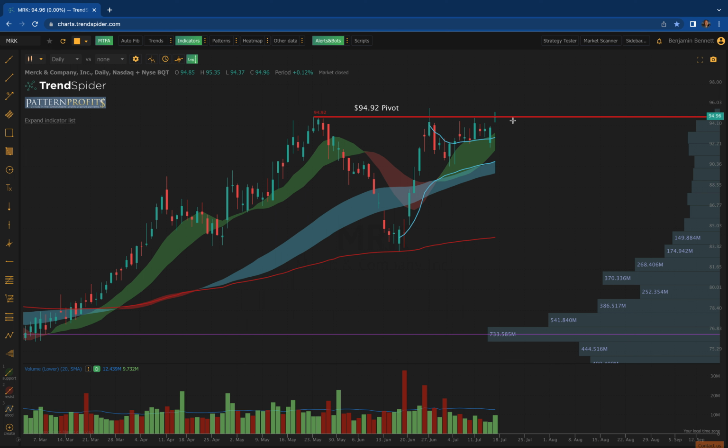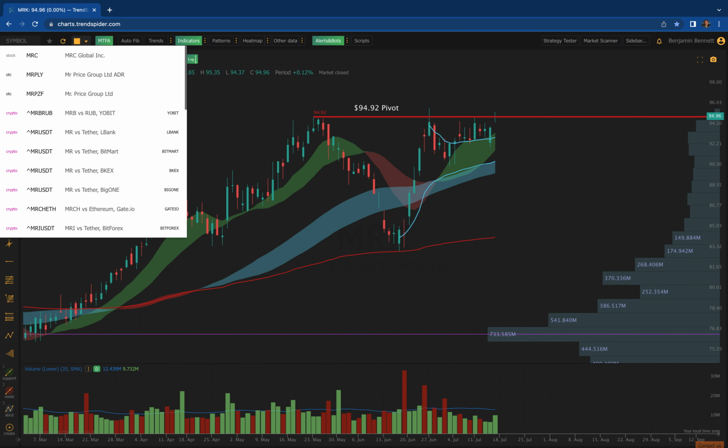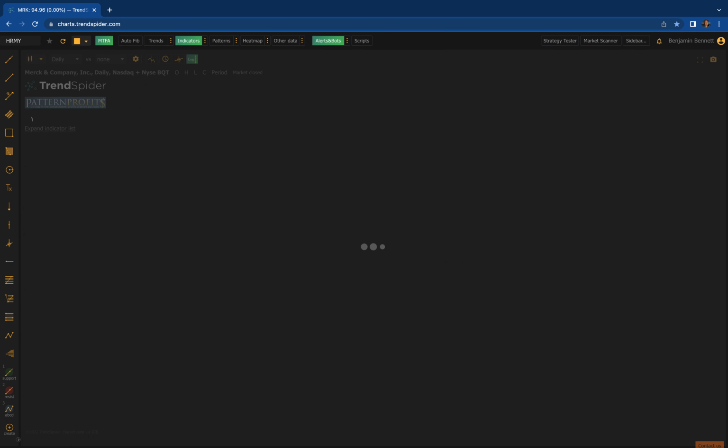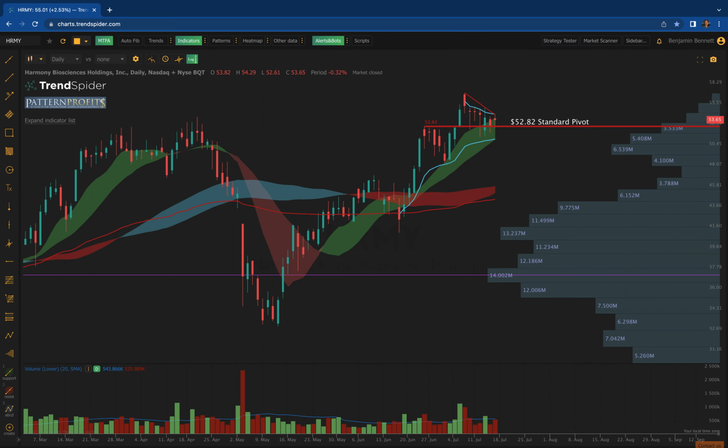Maybe this consolidates sideways a little more, even fills the gap, allows the 10/20 cloud to catch up a little bit more, and then push up and out. Again, that's Merck, MRK. Staying with the biotech theme, Harmony Biosciences, HRMY.